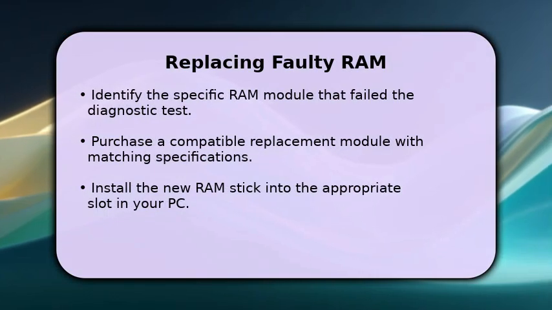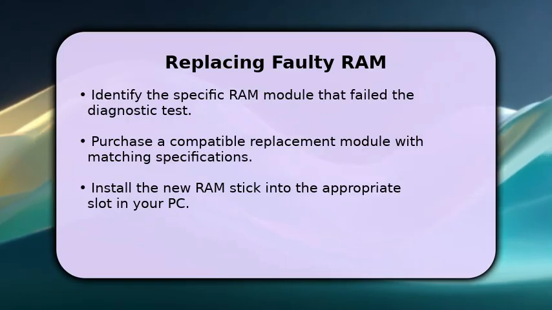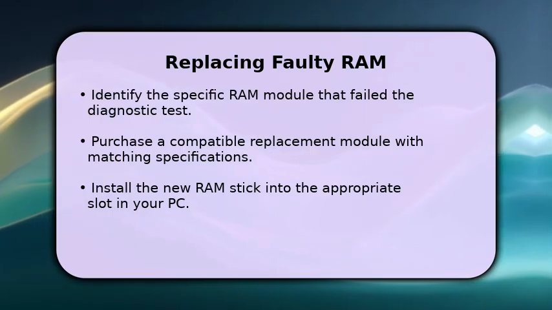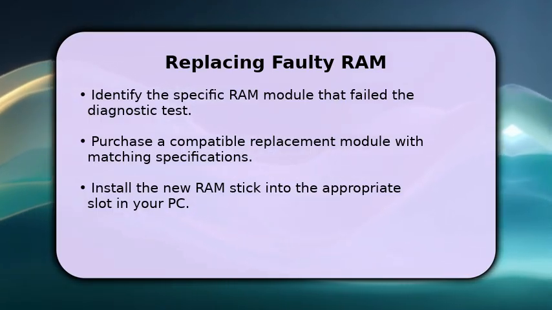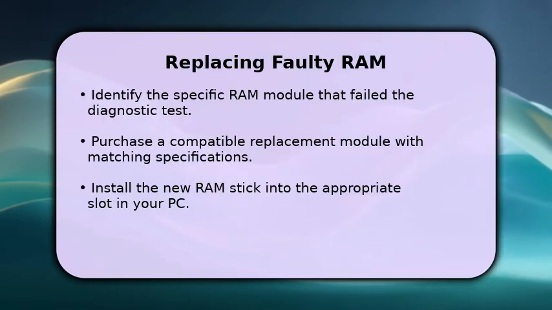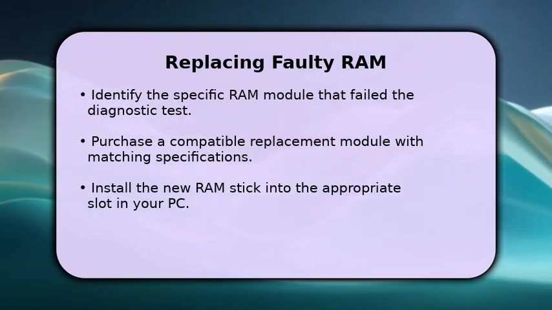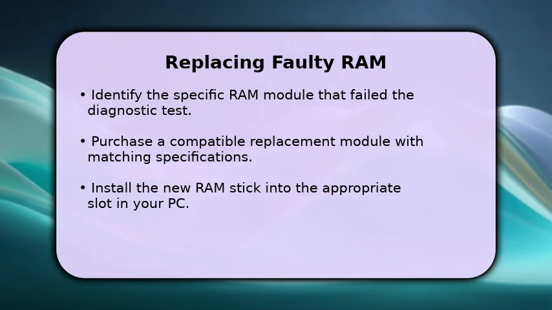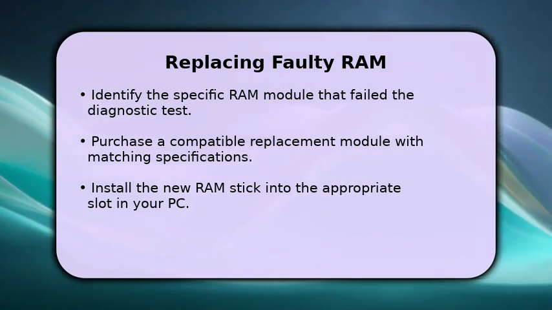Should your diagnostic tests reveal a faulty module, the next step is replacement. Note the specifications of the failing RAM, including its type, speed, and capacity, for example, DDR4 3200 MHz. Purchase a new module that precisely matches these details to ensure compatibility.